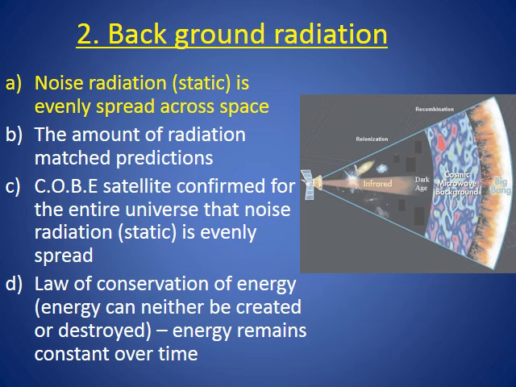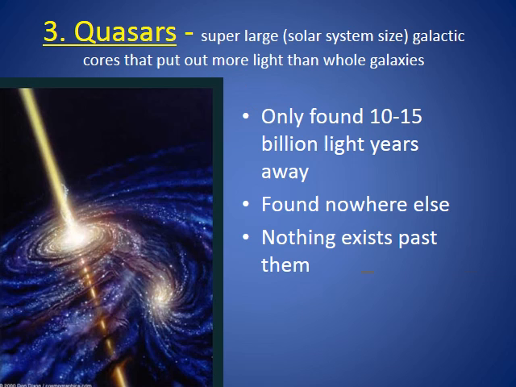radiation that's spread everywhere. The third evidence is something called quasars, these really super large galactic cores, puts out tons of light. These guys are only found 10 to 15 billion light years away, nowhere else. We have telescopes that could see past them, but we can't see anything past them. So maybe these guys are remnants from that possible Big Bang.